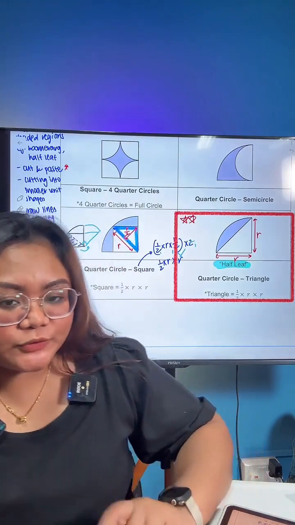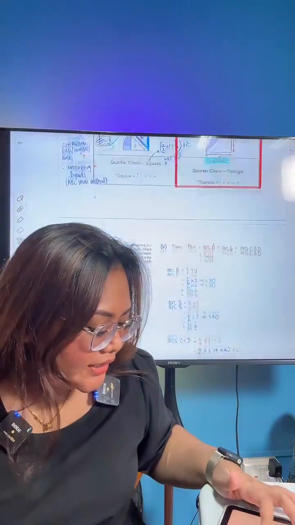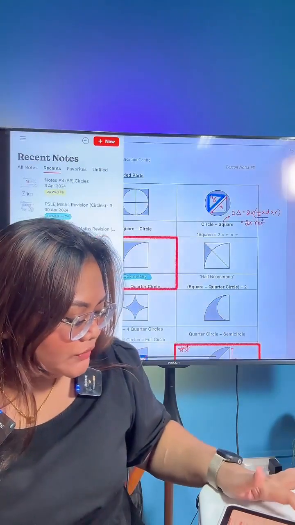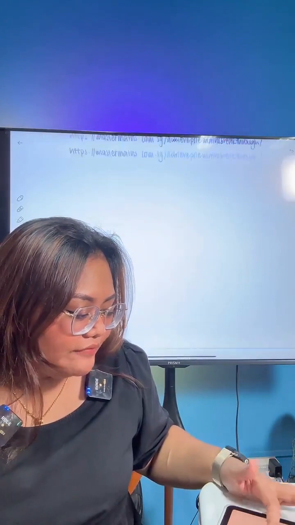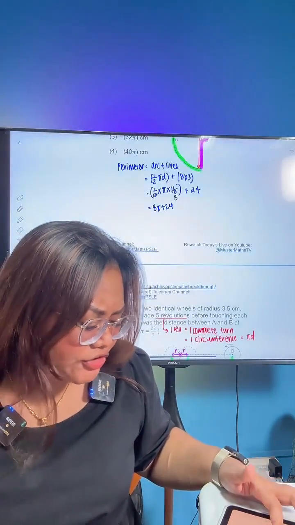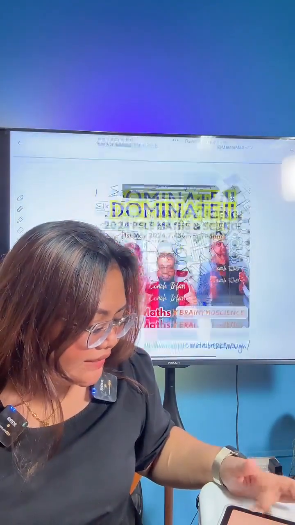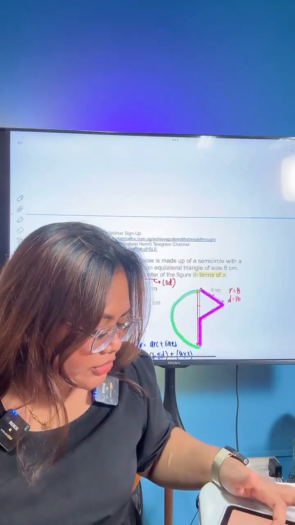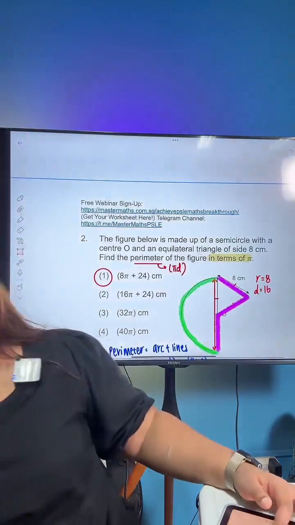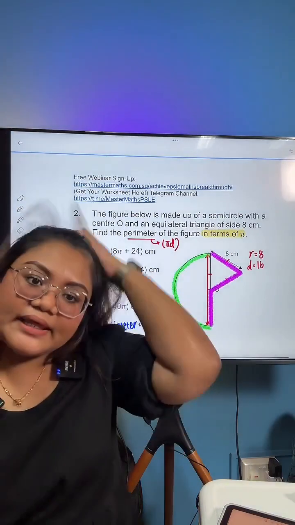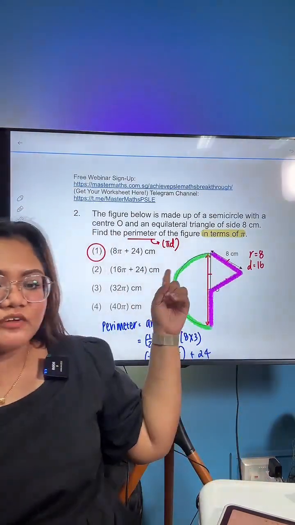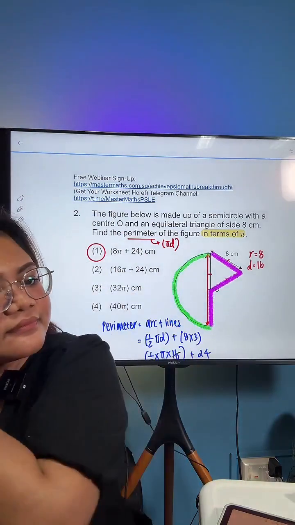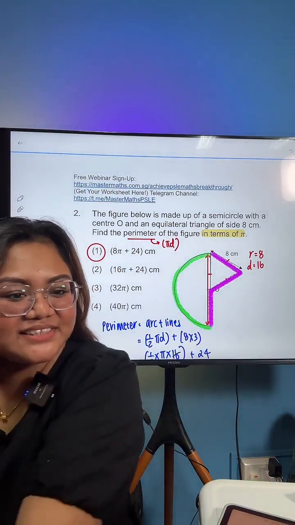Can you use algebra to do circles? Well, if you realize, let me go back to the worksheet, okay? If you realize, whenever they ask us to leave in terms of pi, that is essentially algebra already. Leave in terms of pi, where is the question? Here, essentially it's like algebra already. Like leaving your answer in terms of x, in terms of y, in terms of z. In terms of pi is like algebra. Does that answer your question, Bobby?